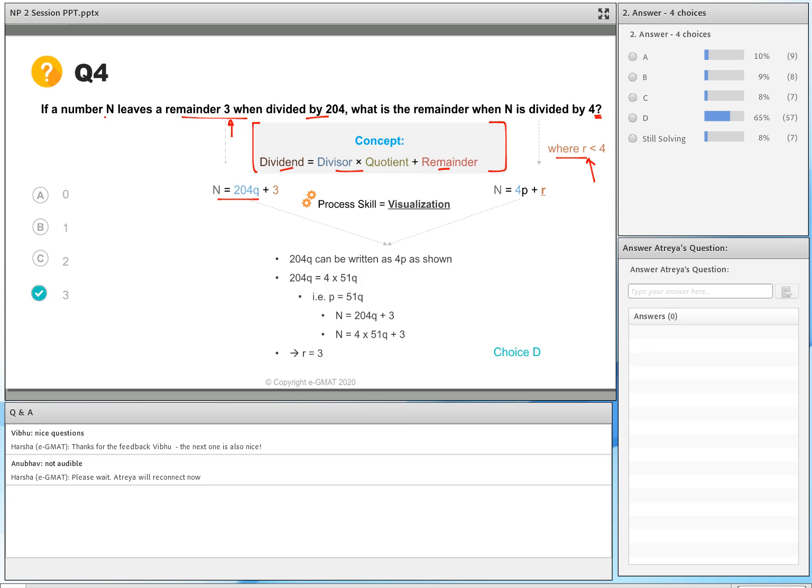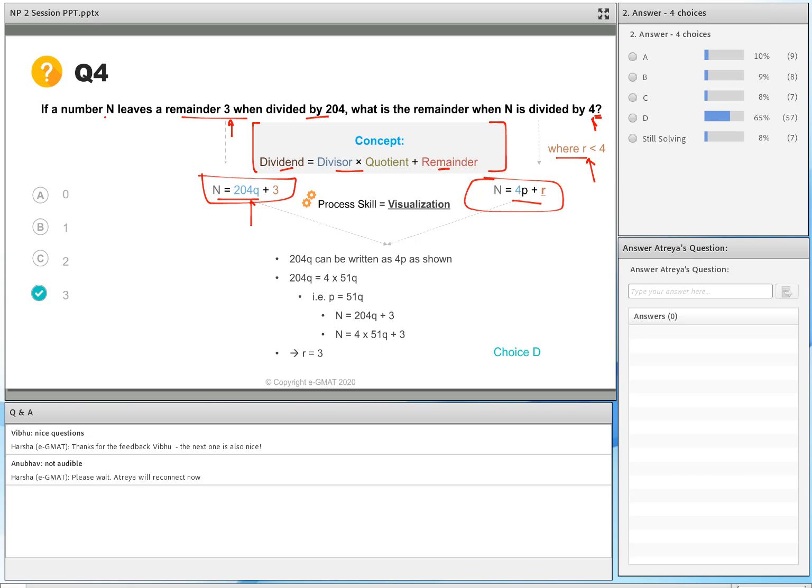The same n can be written as 4 times p plus r, because I need to find out the remainder when it's divided by 4. So here the divisor is 4, and p is the quotient. Now, if you look at these two blocks, n is equal to 204q plus 3 and n is equal to 4p plus r. What you would see is that the LHS of both these equations is the same, right? Both of them are equal to n. So I'll try to make sure that I write 204q plus 3 in terms of 4p plus r.